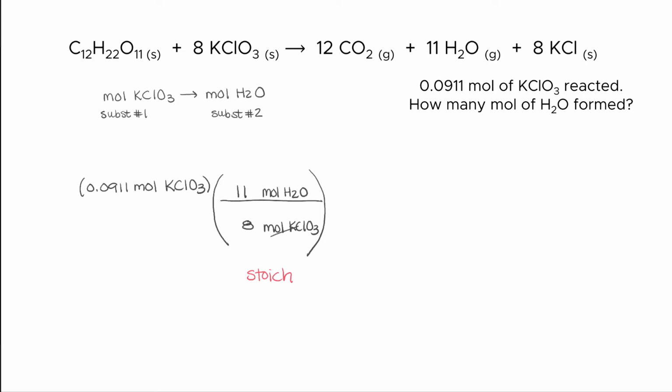We'll cancel our units and then check our sig figs. We have 3 sig figs in the original value. Stoich is exact. And so our final answer will have 3 sig figs. So when we do the calculation, 0.0911 times 11 divided by 8, we get 0.125 moles of H2O.